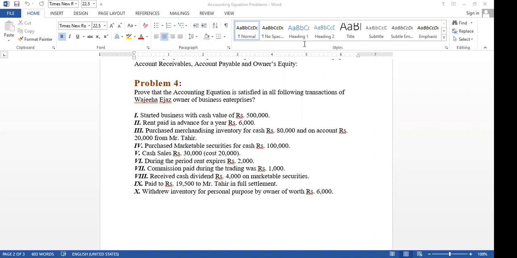7. Commission paid during the trading was rupees 1,000. Number 8, received cash dividend rupees 4,000 on marketable securities. Paid rupees 19,500 to Ms. Tahir in full settlement. Payable account is totally paid. 10. Withdrew inventory for personal purpose by owner worth rupees 6,000. These are drawings from the company.